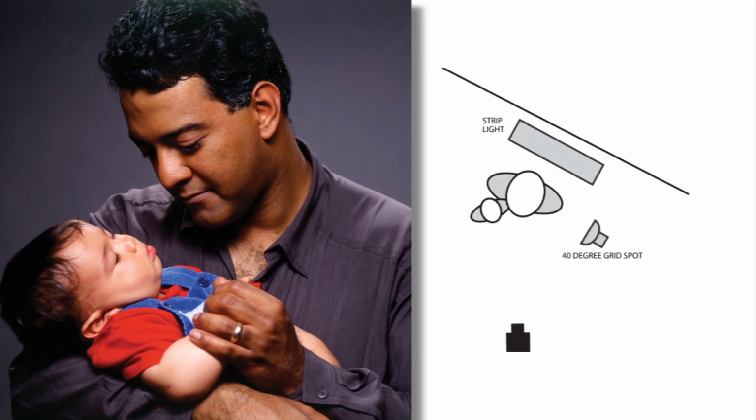For infants and parents, the emotional connection is so strong and immediate that your only task is to light them properly. Here, the main light was an 18-inch dish with a 40-degree grid spot on a boom. It was placed low enough to accent the child, but high enough to spill down on the father. A strip light, also on a boom, was set just behind the main light. Black illustration board was attached to the side of it to flag the light on the background.